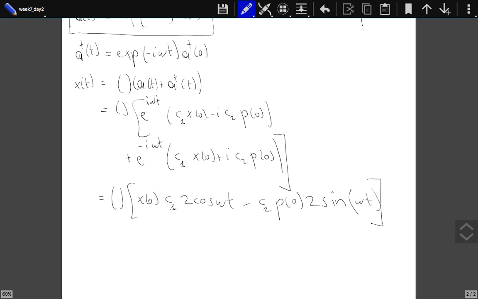Now, any questions? Because I will basically close this subject of the operator method in the harmonic oscillator, and we will start studying the Schrödinger equation.